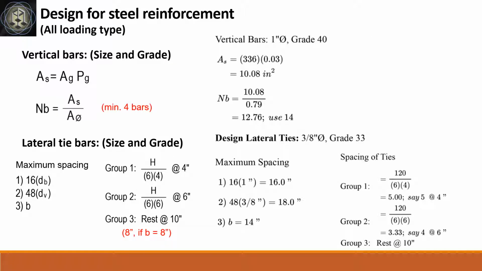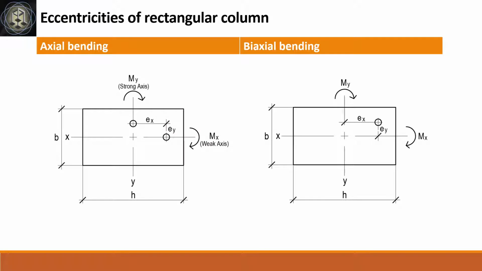Given Ag equals 336 square inches and 3% steel ratio, the area of steel is 10.08 square inches. The number of bars for 1 inch diameter is 14. 3/8-inch diameter tie bar spacing are as follows: 5 at 4 inches, 4 at 6 inches, rest at 10 inches. The minimum eccentricity at weak axis is 1.4 inches.